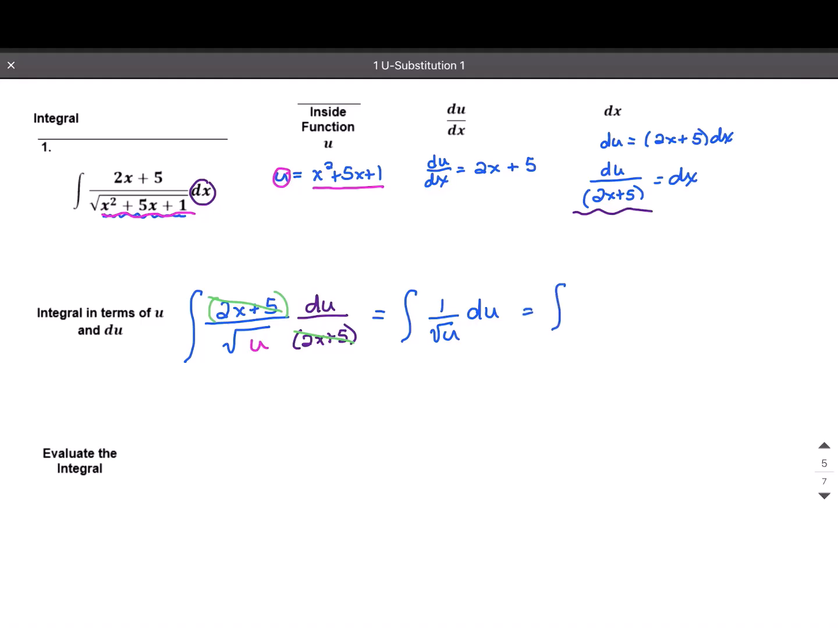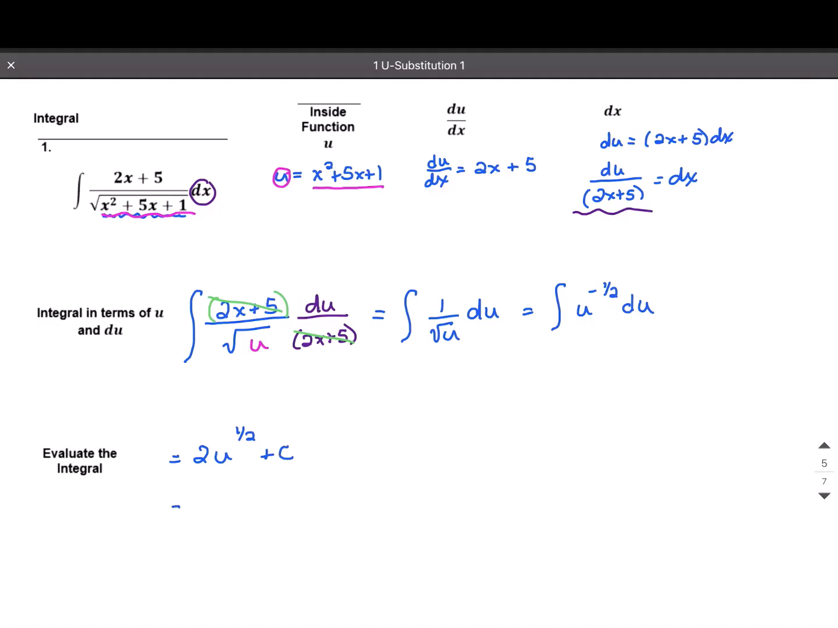Now it might be easier to write this as u to the negative 1/2, because if it's in the denominator, it's a negative exponent, and the square root is a 1/2 exponent, du. Now to take the antiderivative, we keep the u, add 1 to the exponent, that's a positive 1/2, divide by that new exponent 1/2, which is the same as multiplying by 2, and don't forget to add a plus c.